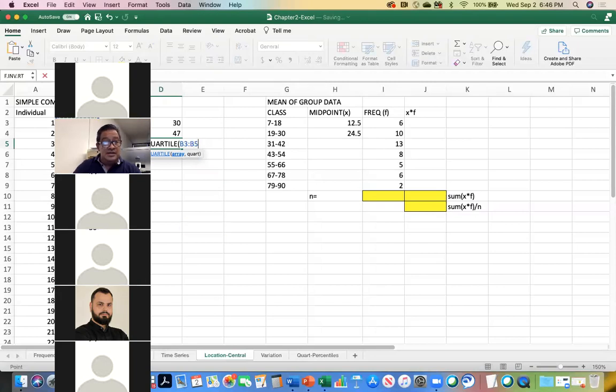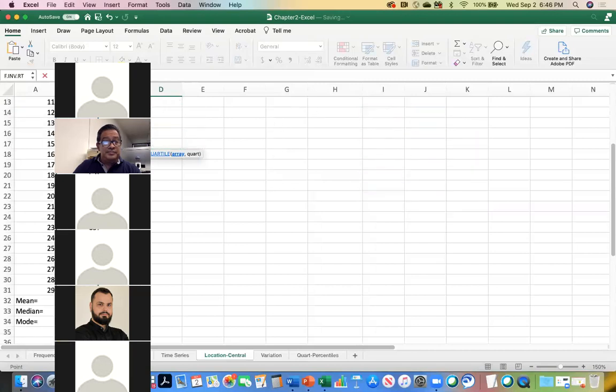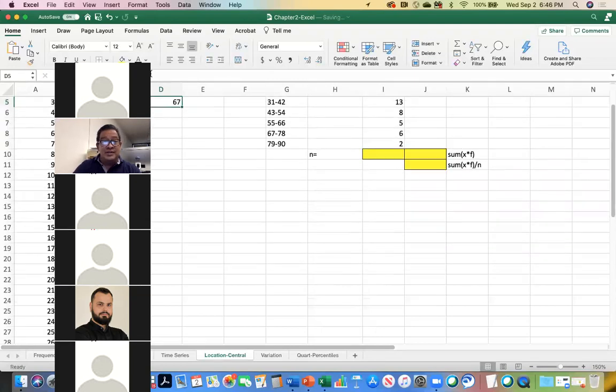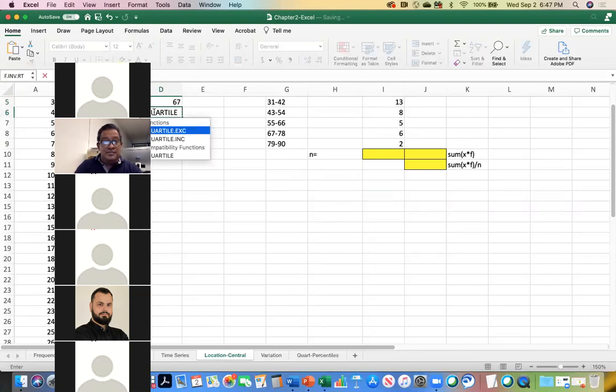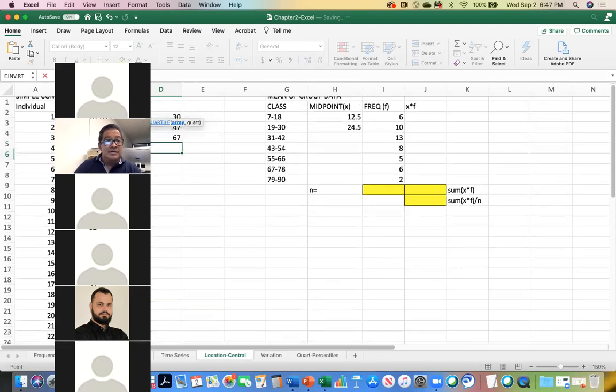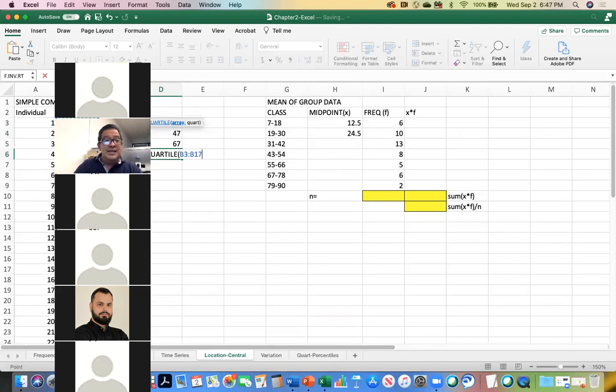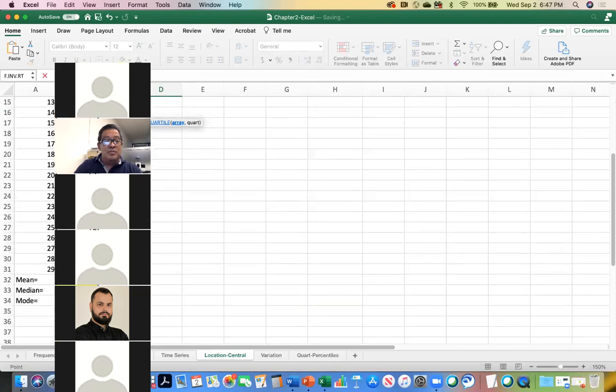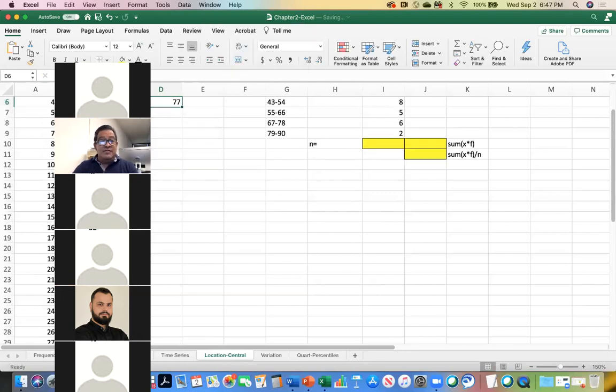I was using my comma and then quartile, or I can even type number 3. So this is the quartile 3 I want. So we have quartile 3, and then I want the quartile 4. As you can see, we computed the quartiles with no problem whatsoever, right? Quartile 4 happens to be the highest value, okay?